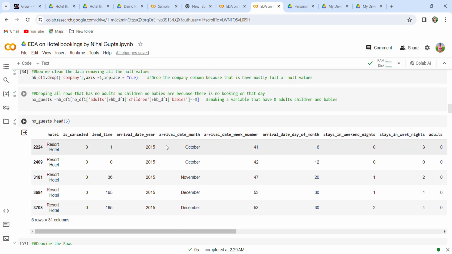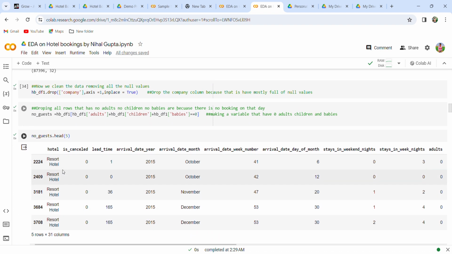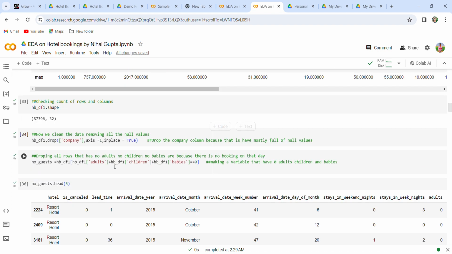Our hotel cancellation, lead time, arrival year, arrival date, weekend. So this is no guest. Here we are dropping all the rows that had no adults, no children and no babies, because there was no booking on that day. So it was an empty day where we did not have any bookings.